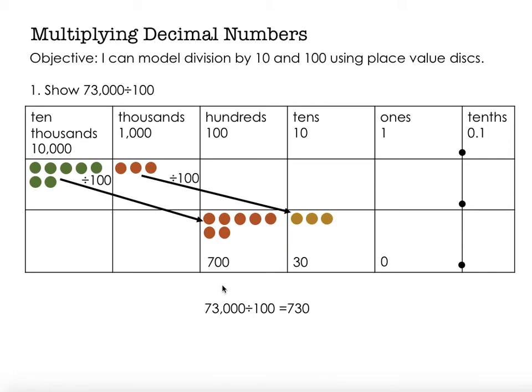I've taken that number and I've made it 100 times smaller by shifting each of the parts two place value locations smaller. So 7 shifts over here to the hundreds place, 3 shifts over here to the tens place, and so that becomes 730. Again, our objective says I can model division by 10 and 100 using place value discs.